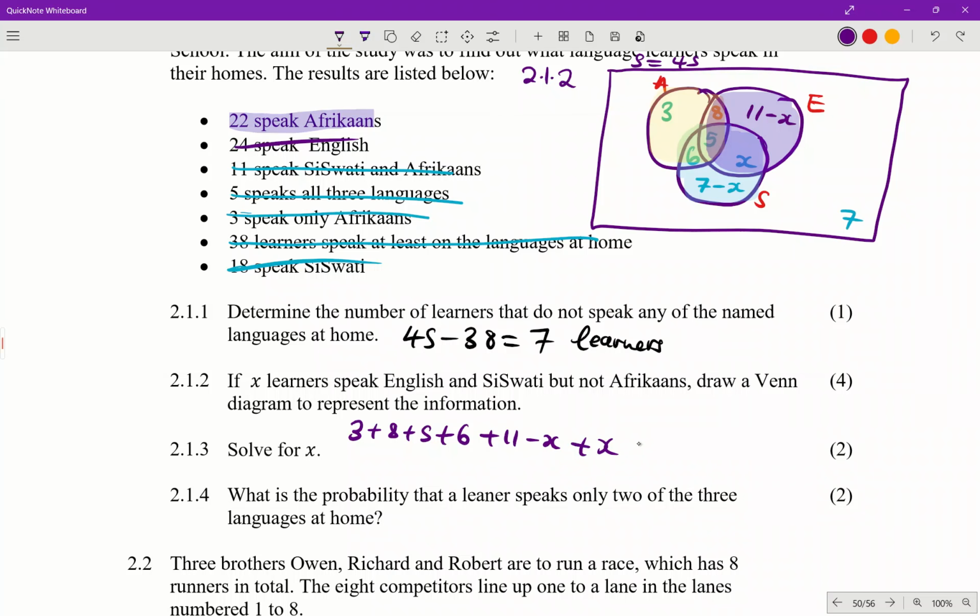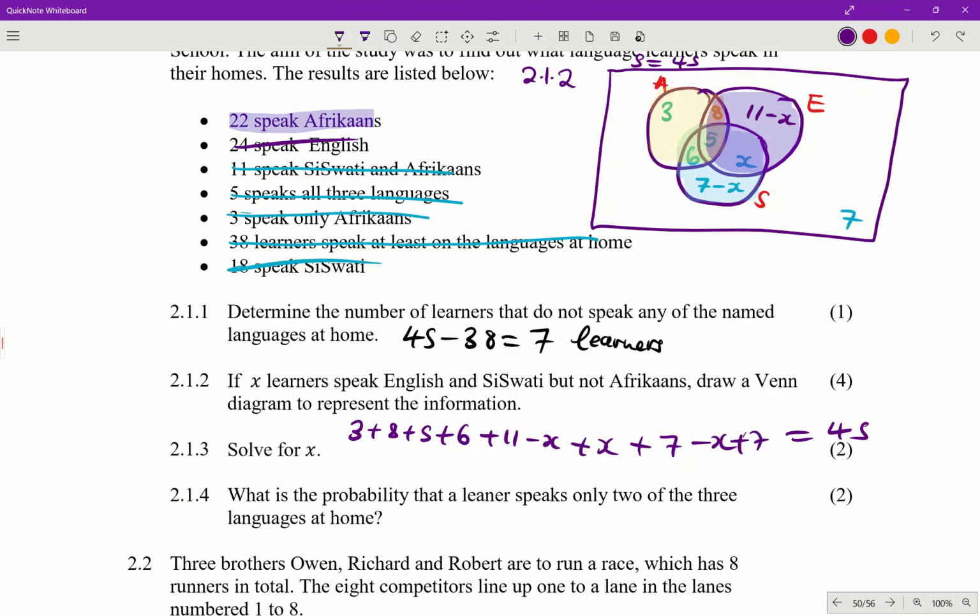You are done. Focus on Siswati. Don't focus on what we already jotted down. Focus on what is left. What is left there? The 7 minus x. Don't forget about the outsider, guys. Plus 7. This has to give us what? This has to give us 45, because the summation of this has to give us 45.